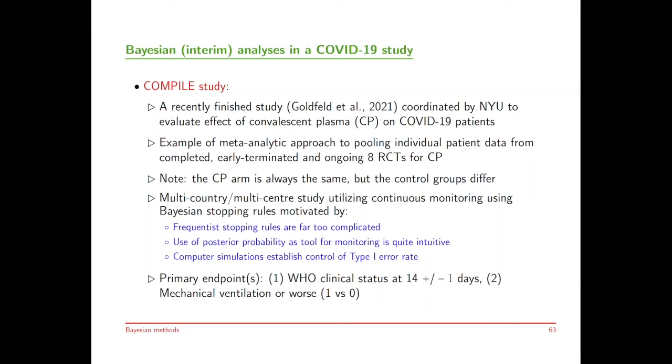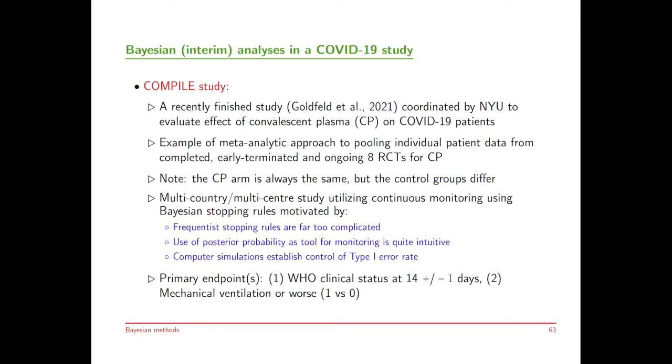Those Bayesian stopping rules were motivated because for the frequentist stopping rules, the thresholds to determine were far too complicated, but also because the use of posterior probability as a tool for monitoring is much more intuitive. However, because of regulatory demands and rules, computer simulations were needed to establish the control of the type 1 error rate.